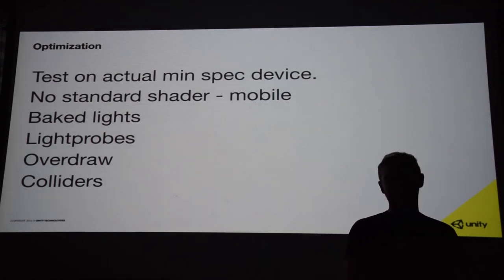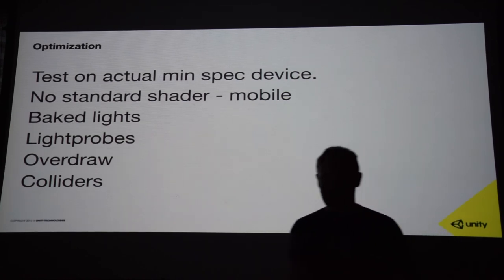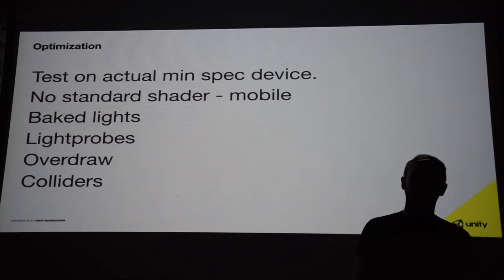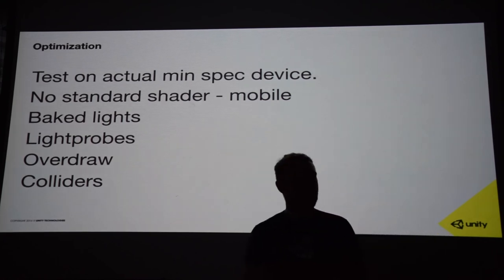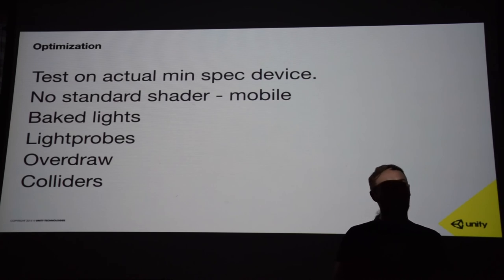Don't use the standard shader. It runs terribly on mobile. Use Unity's mobile shader system, shaders here. Make sure we bake our lights. I know a lot of people are having trouble with Enlighten, with light mapping. It's a big problem for us.